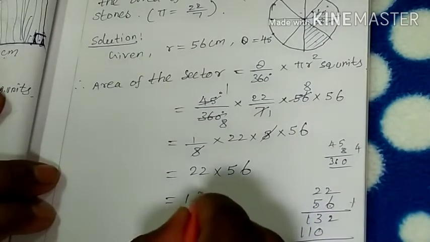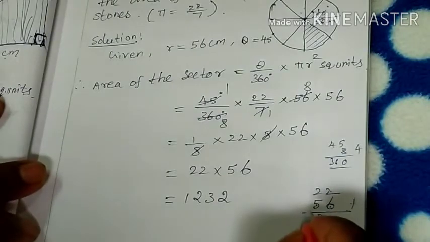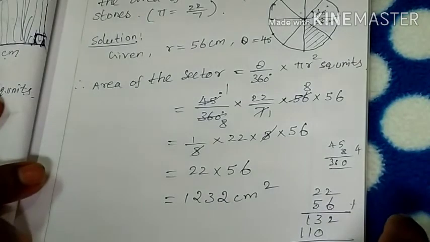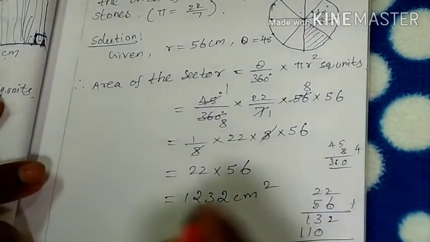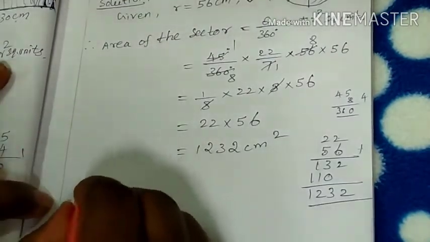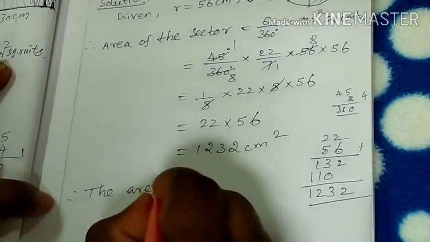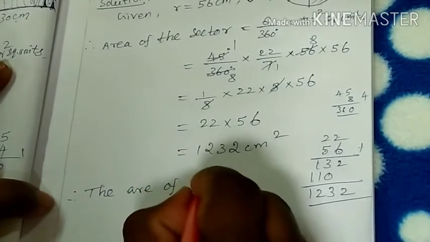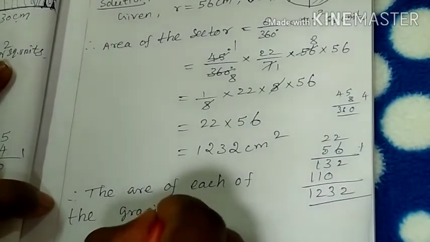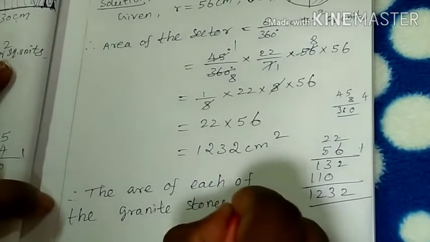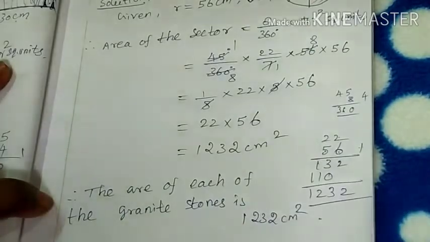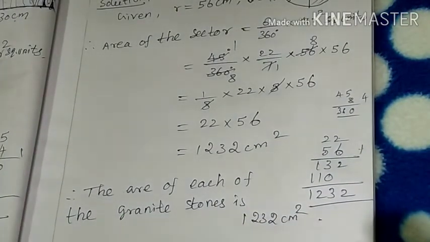So 1232. Okay, then the square units, the unit is centimeter, so centimeter square. Therefore, the area of each of the granite stones is 1232 centimeter square. That's all your answer. Have you understood? Okay.